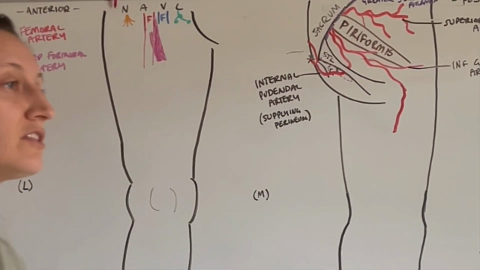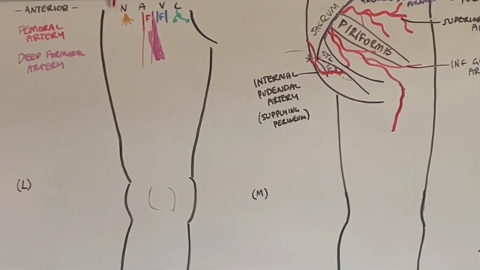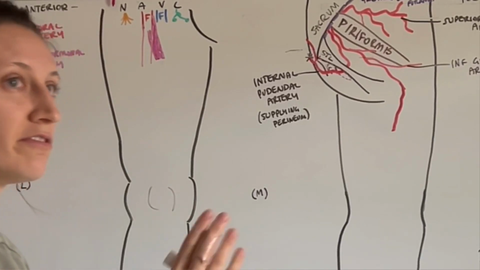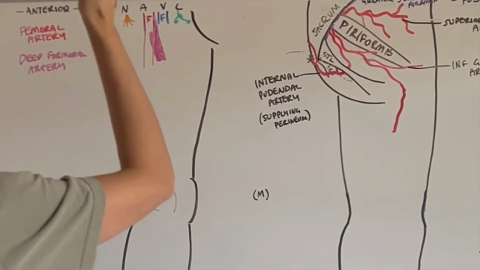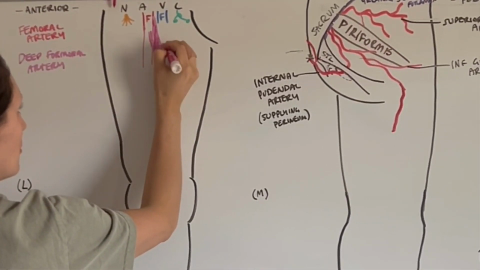Remember, circumflex means to go around, so it's telling you what it's doing. It's heading medially, and then it's going around the femur. Lateral is doing that, but in the lateral direction.